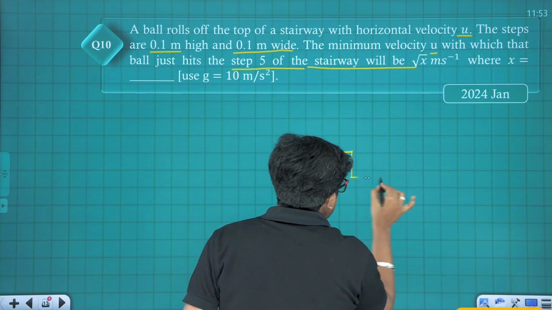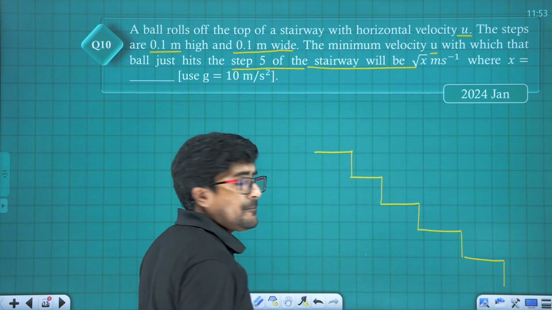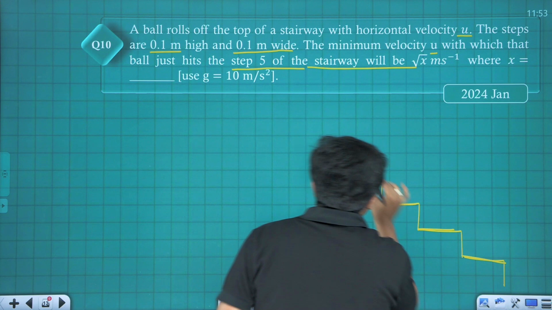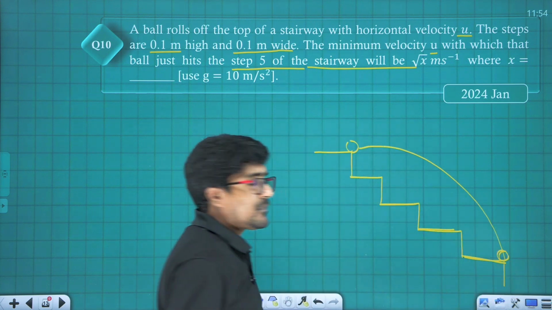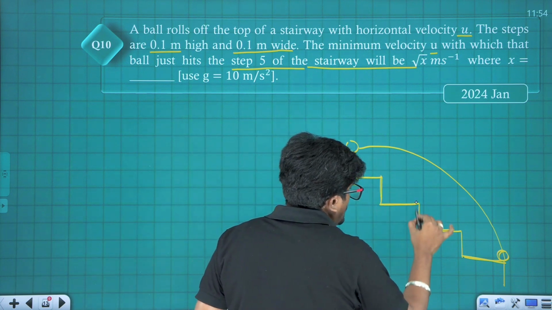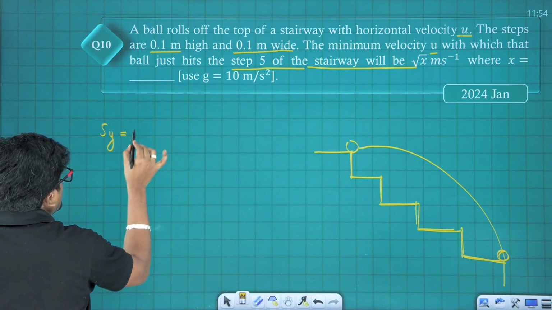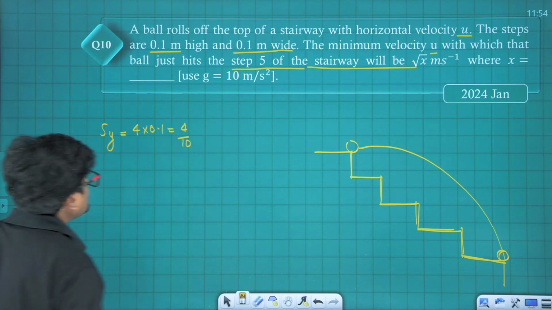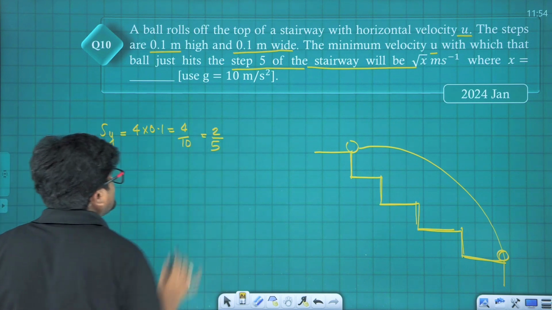So let this be the first, second, third, fourth, fifth step. Now 1, 2, 3, 4. That means it is just hitting here. Now have a look. The vertical height traveled is 1, 2, 3, 4. So displacement along y axis is 4 into 0.1, that is 4 by 10, which can also be marked as 2 by 5.